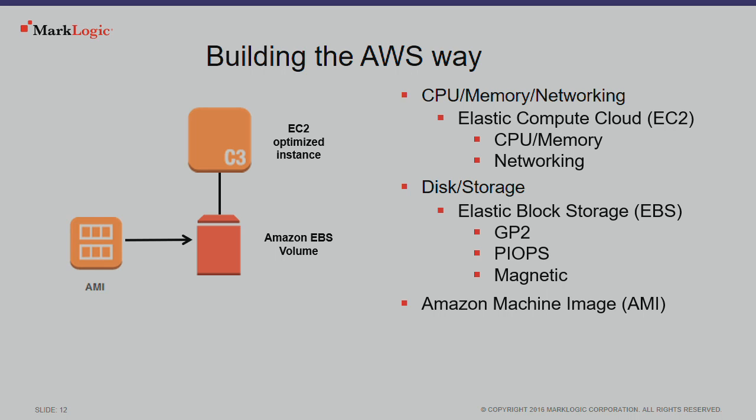Then the AMI, or Amazon Machine Image. Essentially what this is, this is your OS. This will actually bootstrap your image, or the operating system you select, onto your root volume. This is what you use to bring it up and to run your instance. And then from there, you install MarkLogic.